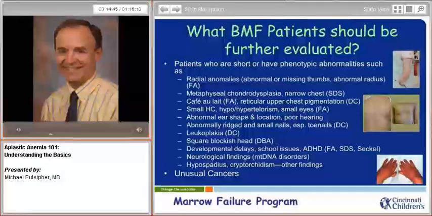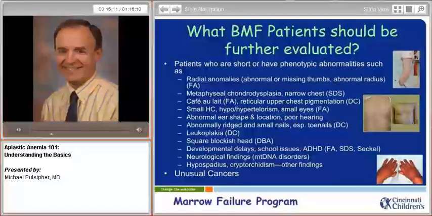Radial anomalies, which you can see as one of the things on this slide, are abnormalities associated with your wrist or hands, and those can be associated with Fanconi anemia. Metaphyseal chondrodysplasia is a bone abnormality of your femur and a narrow chest. These abnormalities are associated with Shwachman-Diamond.